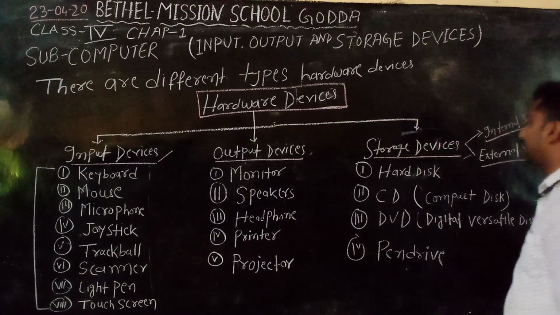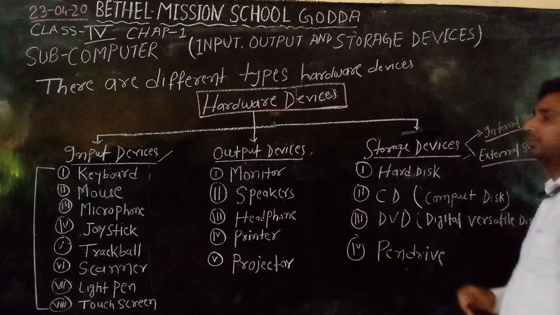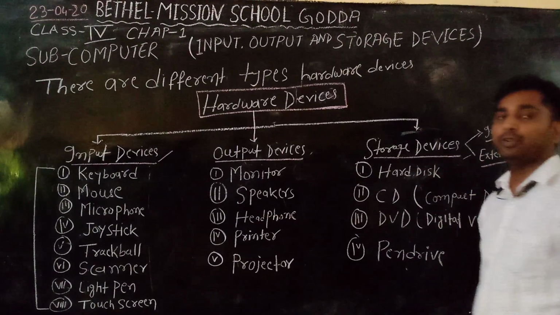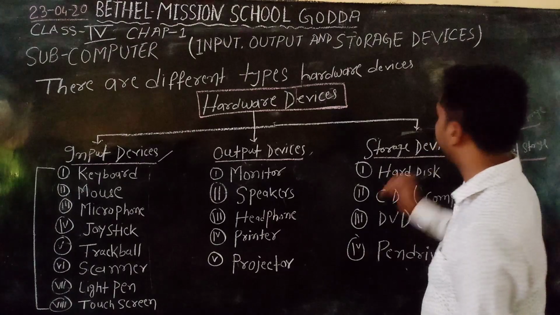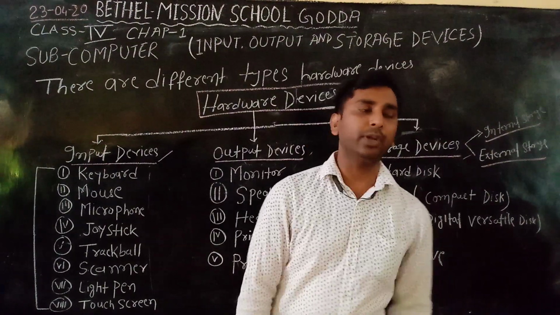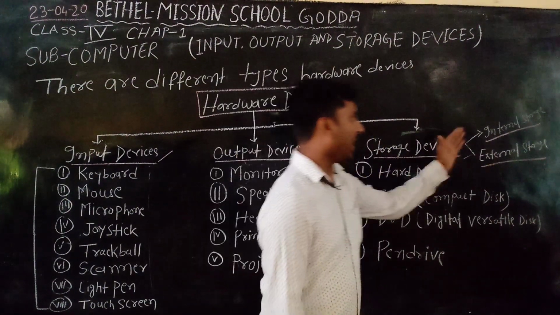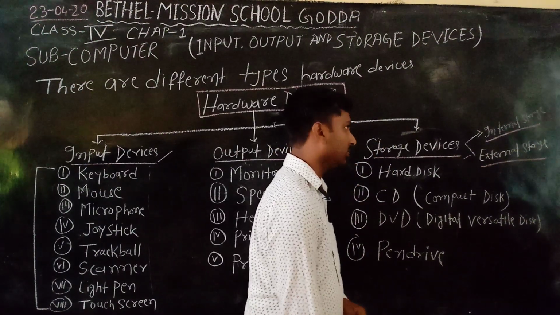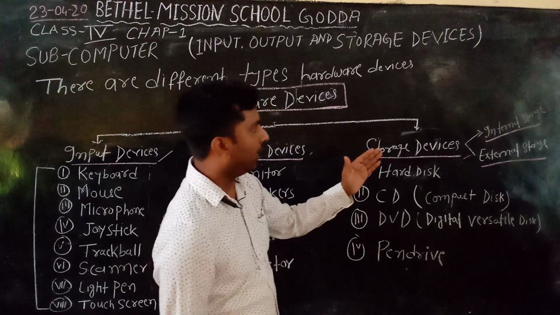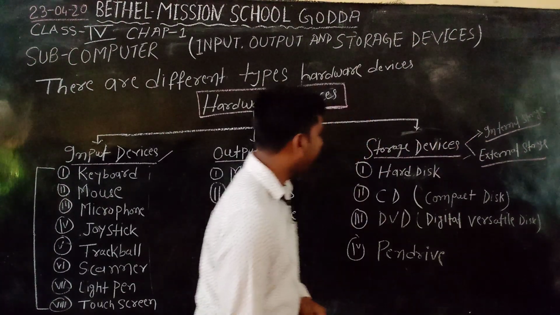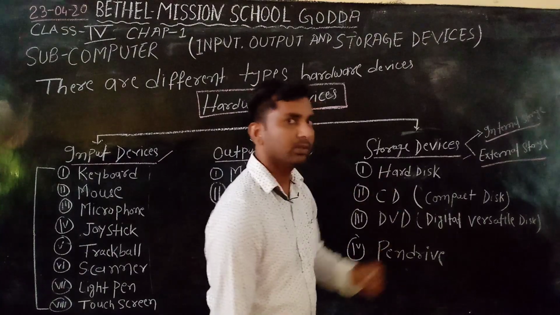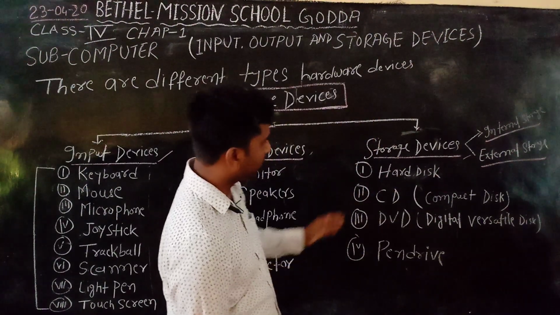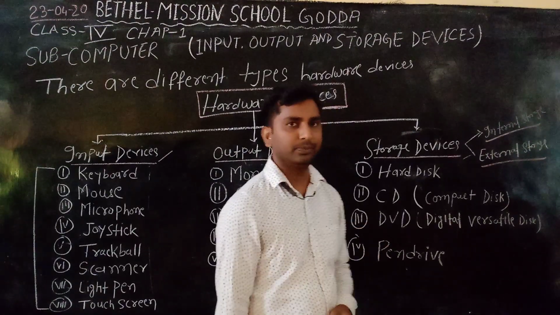Now, third one is the storage device. What is a storage device? The storage devices are used to store data in a computer. There are two types of storage devices: internal storage device and external storage device. Internal storage device, example hard disk, and external storage device, examples CD, DVD, and pen drive.